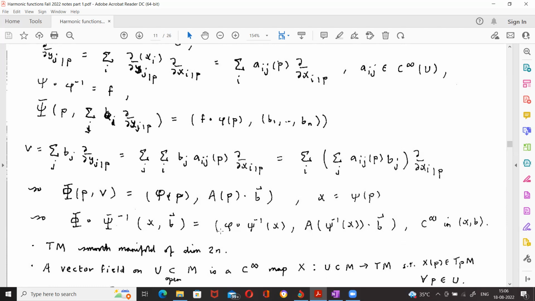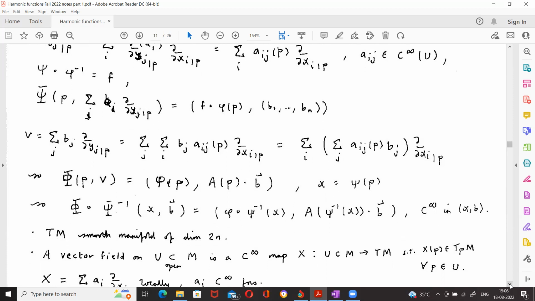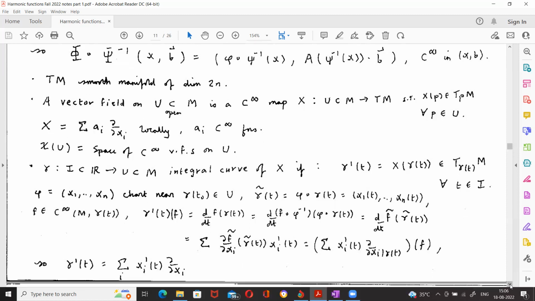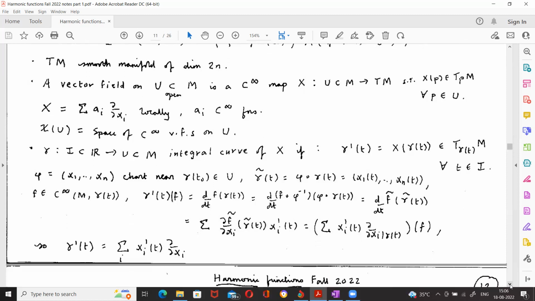Yes, sir. So this gives us, therefore, charts on TM, right? So therefore, TM becomes a smooth manifold of dimension 2n. Okay. All right. So the tangent bundle is a smooth manifold of dimension 2n. So now we can say what is a vector field.